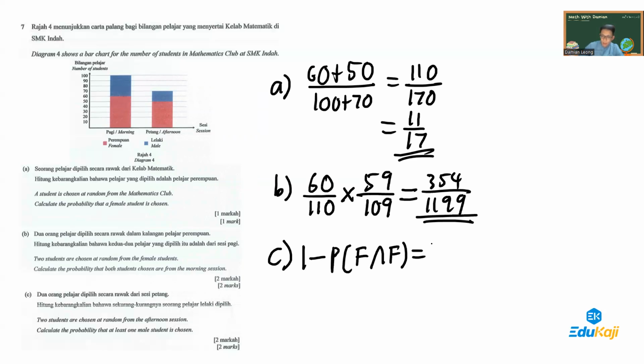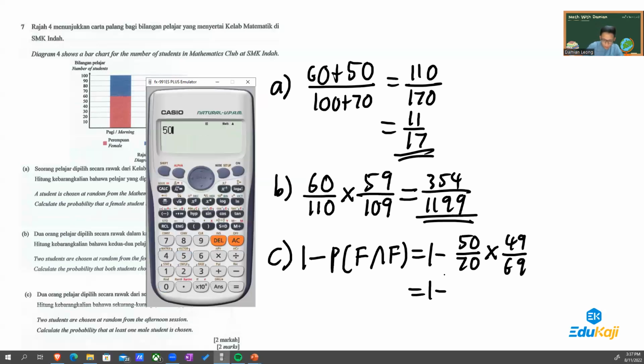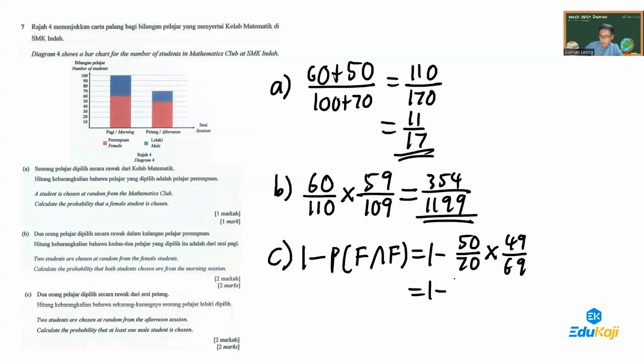Female and female again. Means 1 minus the probability first one is female: 50 female students over total 70 students. After choosing one, I'm left with 49 female students, total left with 69. 50 over 70 times 49 over 69 is 35 over 69. So 1 minus 35 over 69 is 34 over 69. That's for part C.